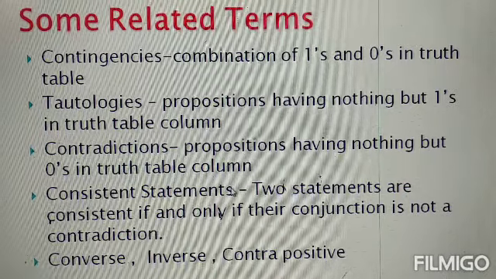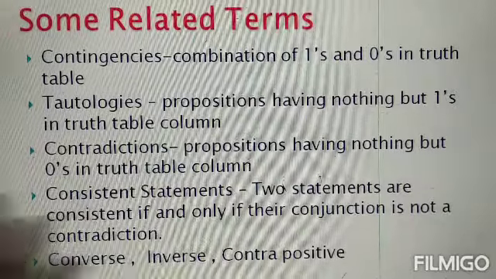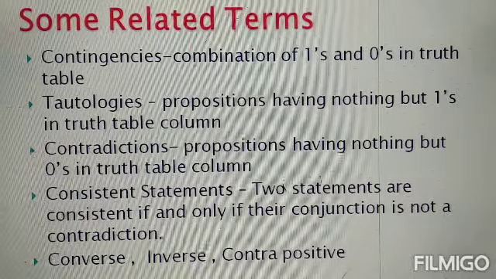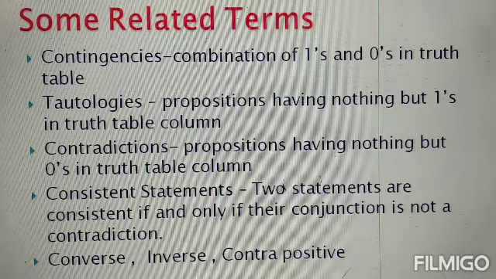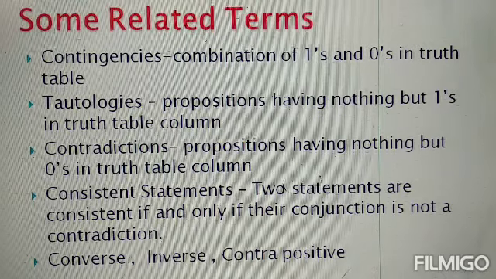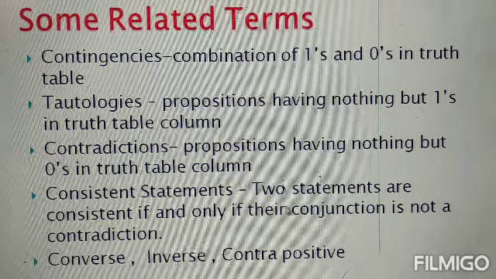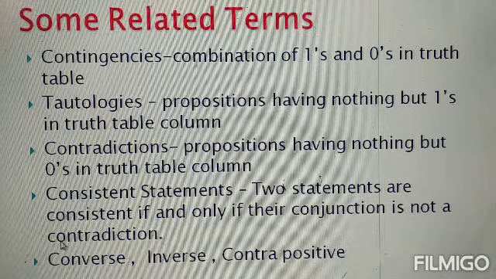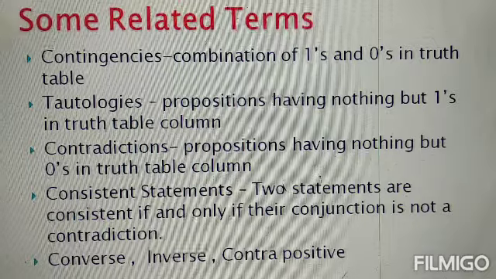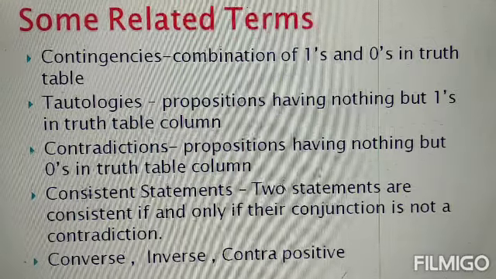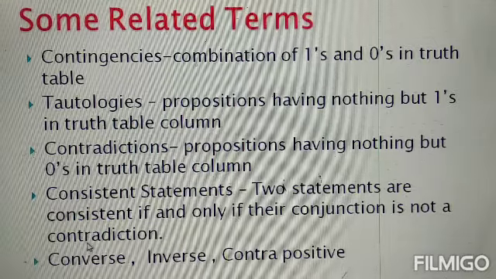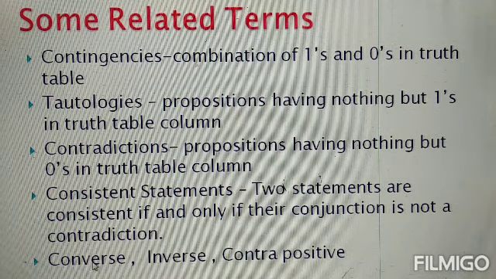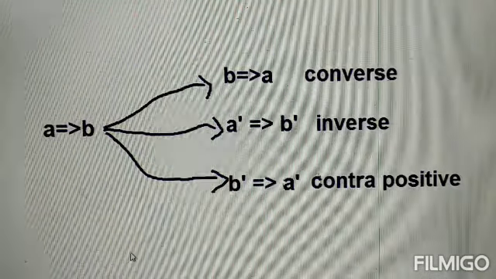Consistent statements. Two statements will be consistent if and only if their conjunction is not a contradiction. If for A and B their conjunction is not a contradiction, meaning not 0, not false. And then after this we have three important terms used: converse, inverse and contrapositive. Let's understand in the next slide.